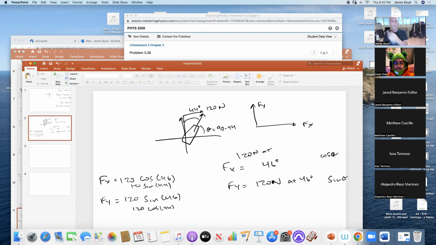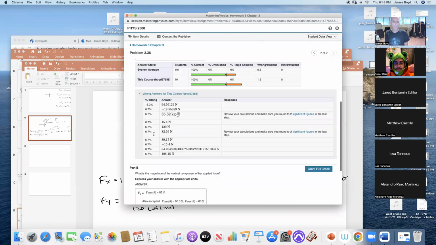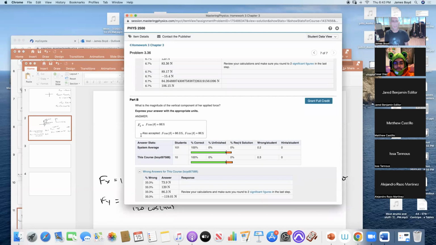That's because sine and cosine are off of each other by 90 degrees. You can try it yourself, but 120 cosine of 46 is 83 newtons, and 120 sine of 46 is 86 newtons. If I do 120 sine of 44, I get 83. 120 cosine of 44, I get 86. So 83 and 86 newtons. 83, 86, and that's it.